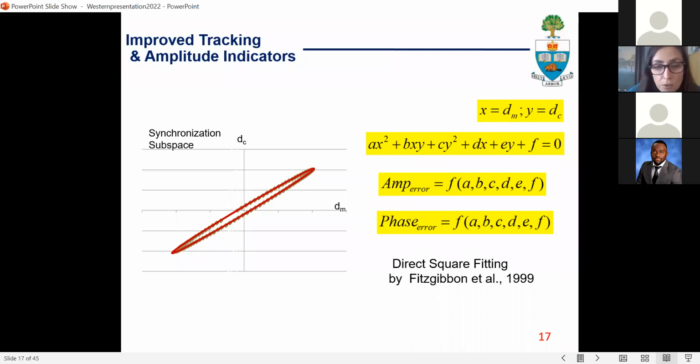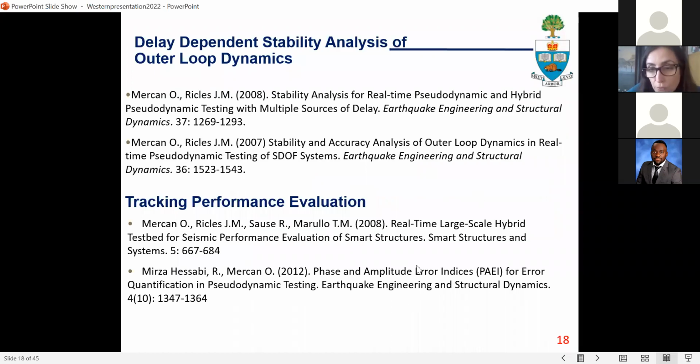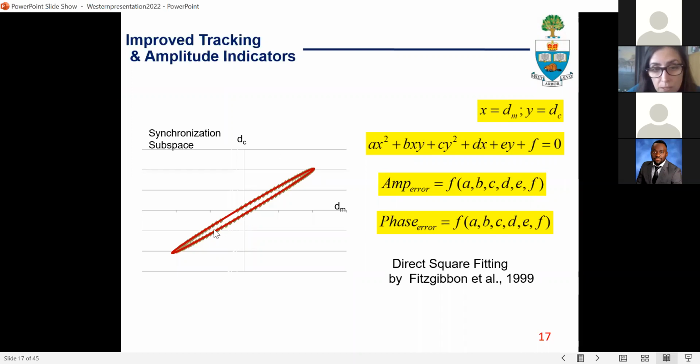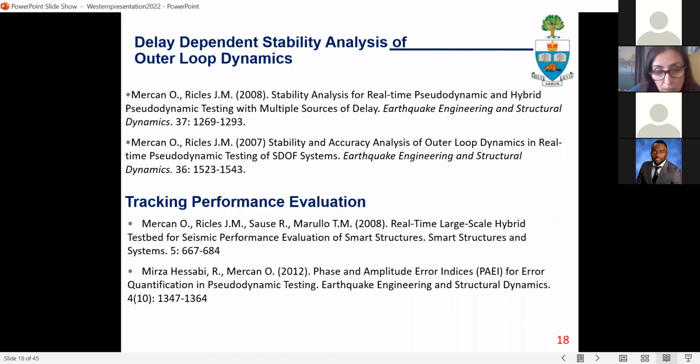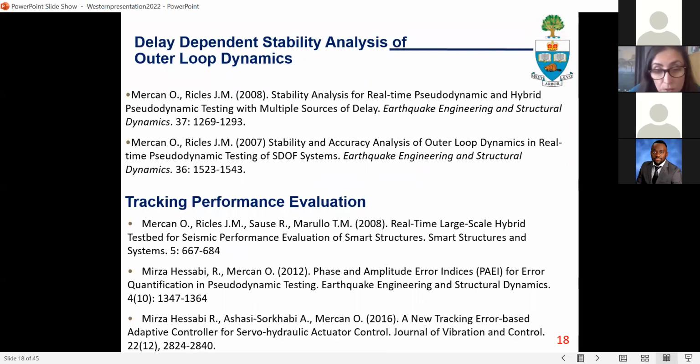However, especially this stage of image processing to fit this ellipse involving a very large eigenvalue problem, it was not possible to implement this set of indicators as an online tool to see how the test is progressing as we are performing the real-time hybrid simulation, simply because the eigenvalue problem takes very long to implement and execute in real time. So we developed these indicators, and we use them as a post-processing tool.